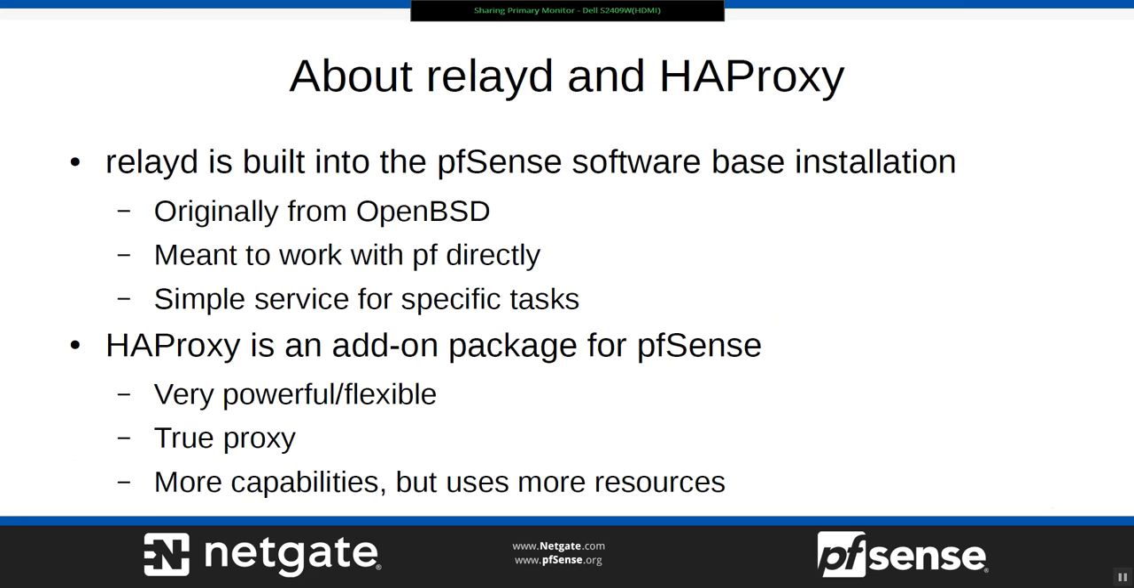Okay, first up, RelayD and HAProxy. What are they, and the basics of how they work. RelayD is built into the pfSense software base installation. It's originally from OpenBSD, and it's meant to work with PF directly. It's a very basic, simple service. It does specific tasks: it basically just forwards a TCP connection in and redirects it on through. It tracks the servers behind it and makes sure it's only sending requests to a server that's actually up, and it can do round robin type stuff, which I'll get to. HAProxy is not in the base system.